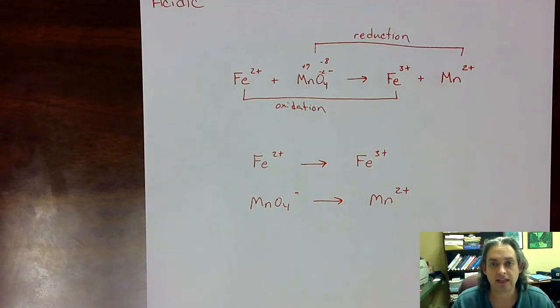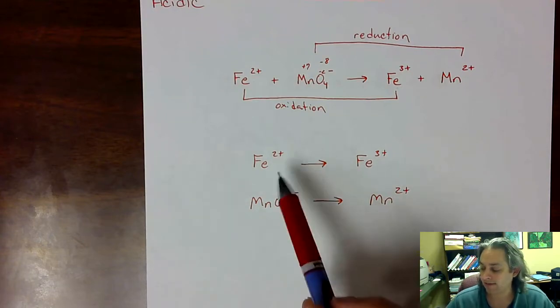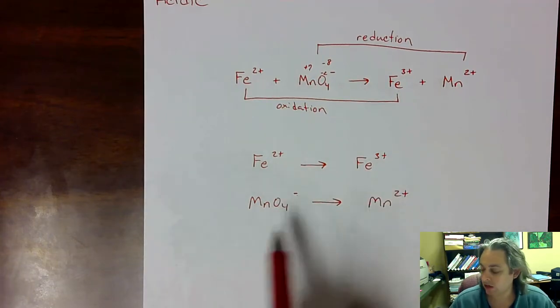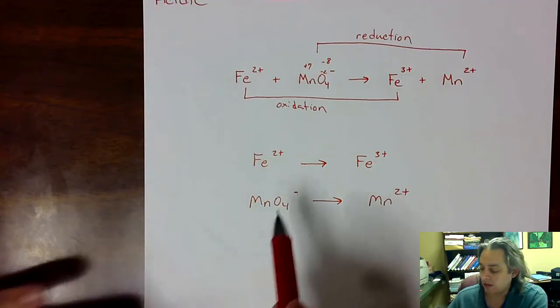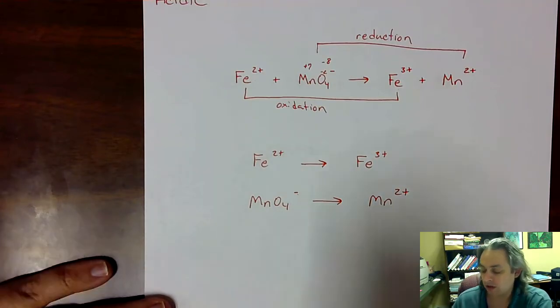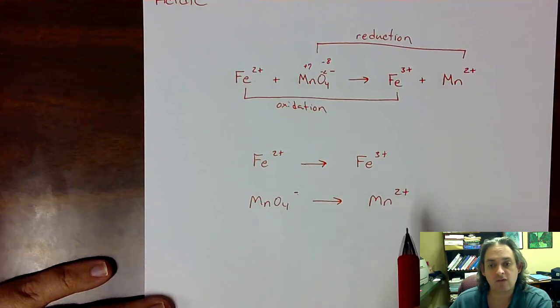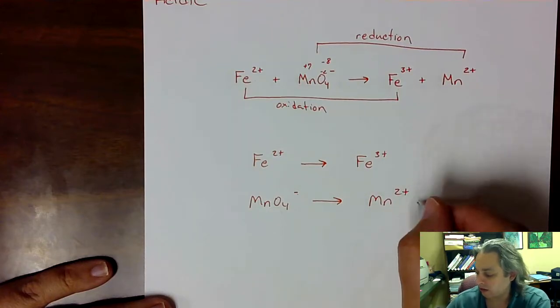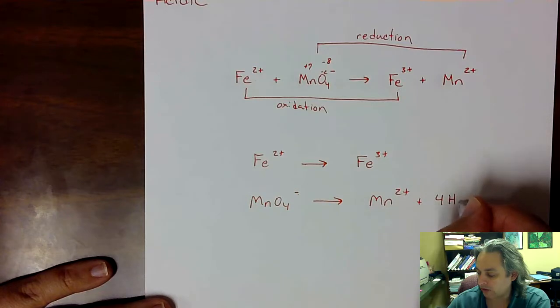So first, in the first one, irons are balanced. We have 1 iron on both sides, so we don't have to worry about that. And in the second one, the manganeses are balanced, so we don't have to worry about the iron or the manganese. Now let's worry about hydrogen and oxygen. Well, we don't have any hydrogen and oxygen in the first one. We do have oxygen in the second one. So we have 4 oxygens on the left-hand side. So to balance out the oxygen, we have to add water. So since we have 4 oxygens, we need to get 4 oxygens on the product side. So we're going to add 4 waters over here.